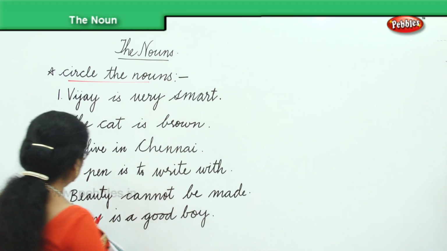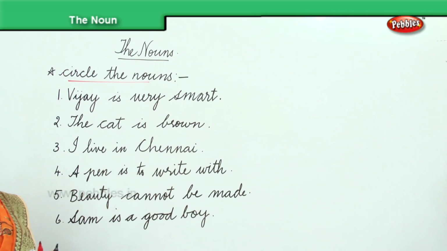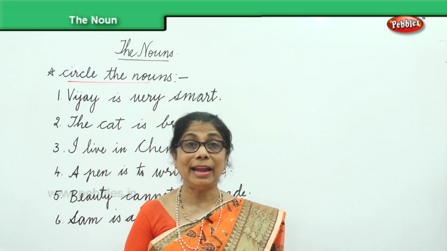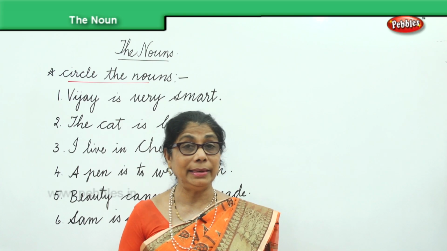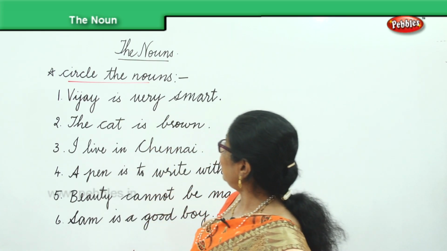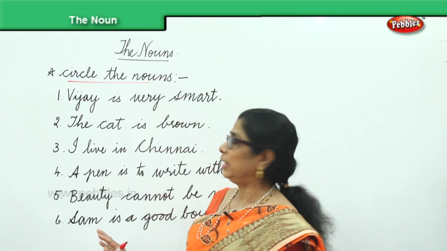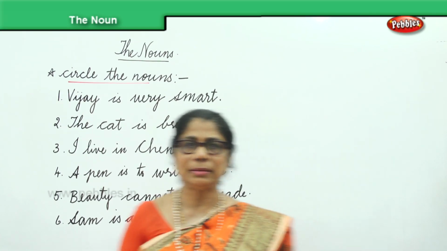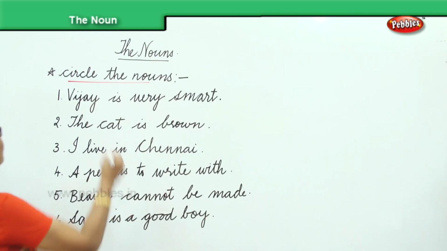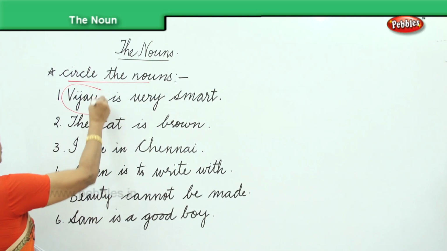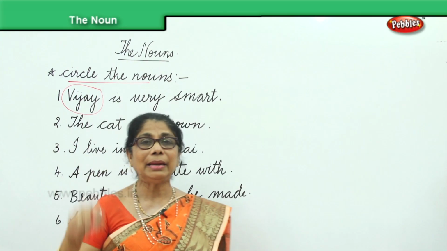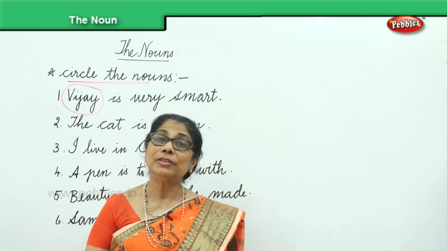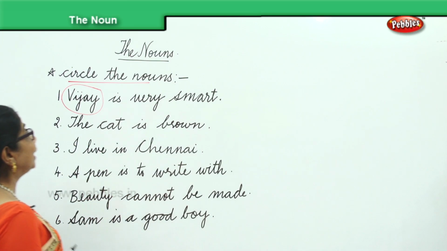Now we have here sentences. We are going to circle out nouns. Nouns are naming words, any name. We have Vijay is very smart. Now, let's circle the nouns. Vijay is the name of a person. We use a capital letter because it is a proper noun. It's the name of someone. So, Vijay is a noun. We are only looking at nouns now.